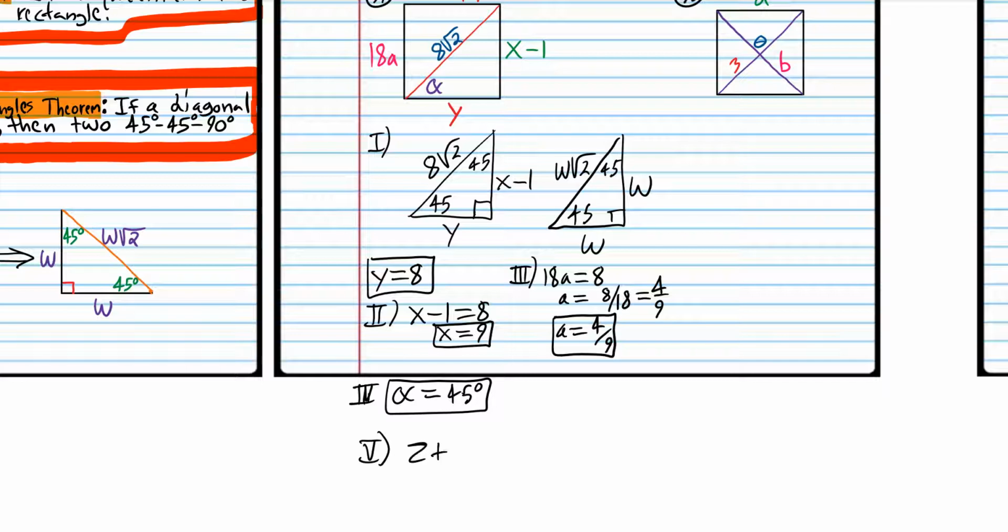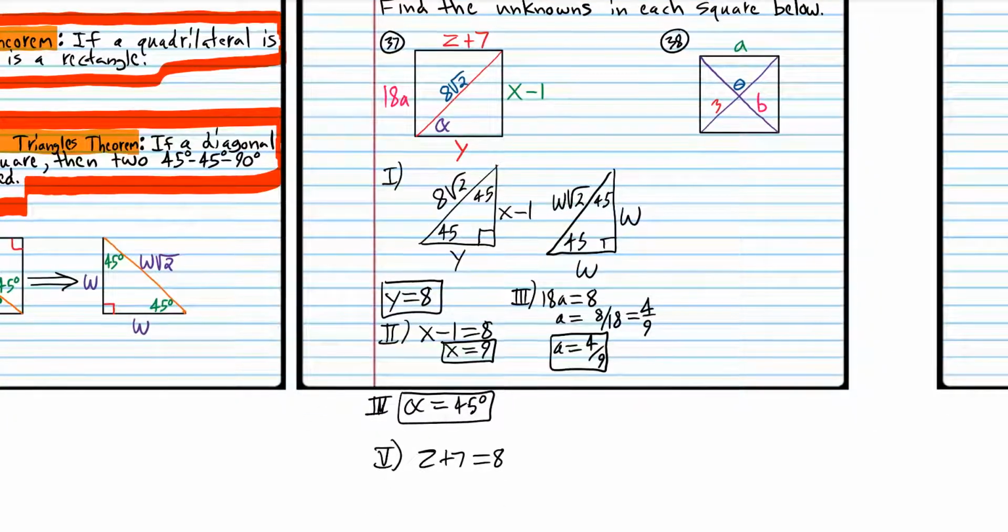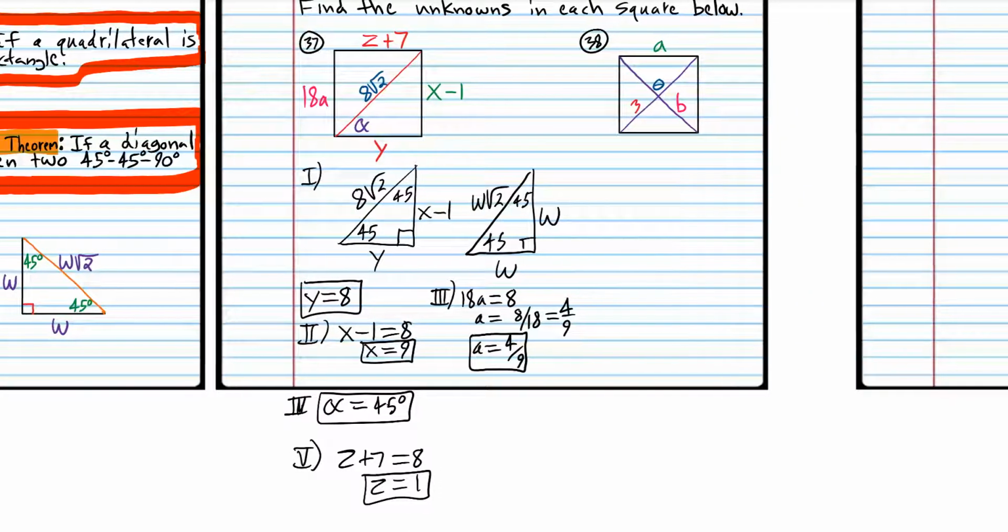So Z plus 7 has to be equal to 8, because remember I found Y is equal to 8. So all the sides are equal to 8, so that means Z must be equal to 1. All right.